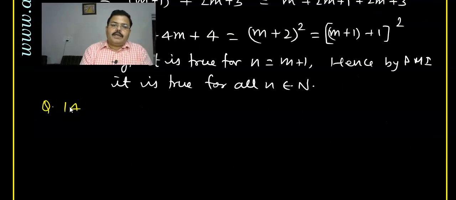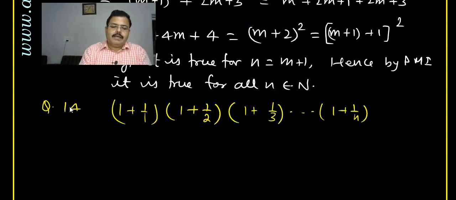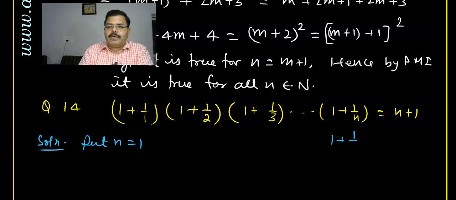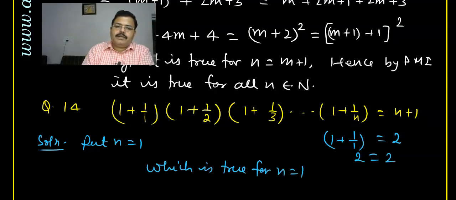Question number 14 is there, and what is that question? (1 + 1/1)(1 + 1/2)(1 + 1/3)...(1 + 1/n) is equal to n + 1. So we can prove it again by the principle of mathematical induction. Put n equal to 1: 1 + 1/1 is 1 + 1, that is 2, and the right side is also 2. So 2 is equal to 2, which is true for n equal to 1.